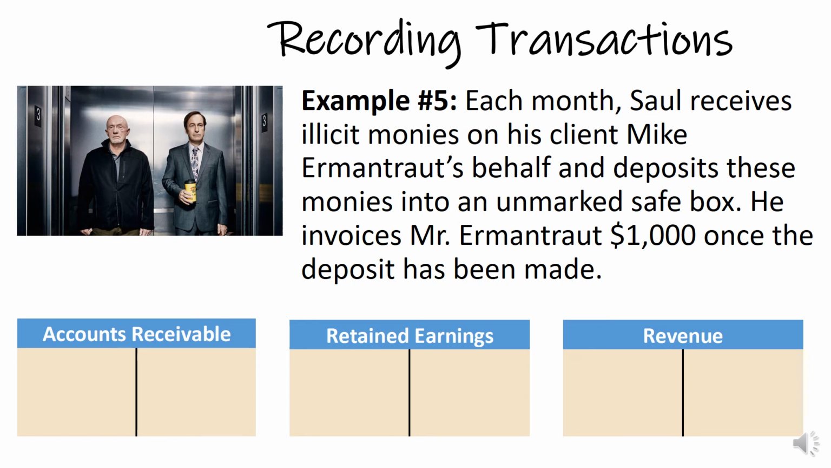Saul Goodman invoices Mr. Ehrmantraut $1,000 at the time the deposit has been made. So based on our discussion of revenue recognition, we know that Saul Goodman has done the work, so therefore he can record the revenue on his books. He records $1,000 revenue, and eventually this revenue will hit his retained earnings on the balance sheet. As a placeholder for the cash he hopes he'll receive from Mr. Ehrmantraut, he creates an account receivable for the offsetting debit.